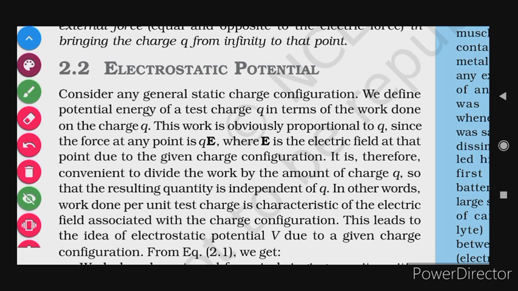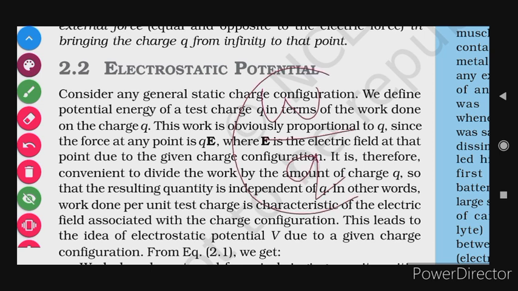It is therefore convenient to divide the work by the amount of charge small q, so that the resulting quantity is independent of q. We want a quantity that doesn't depend on the magnitude of the charge. Here the work done depends on the charge: the more the magnitude of the charge, the more the work done. So we just divide the work done by the magnitude of the charge.